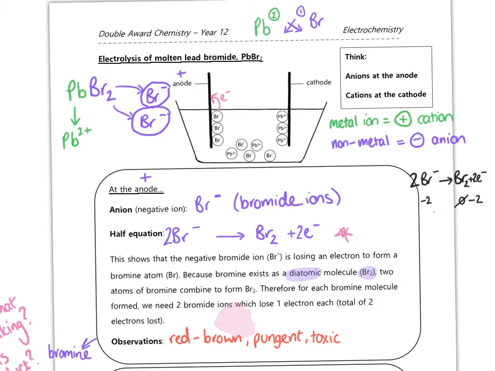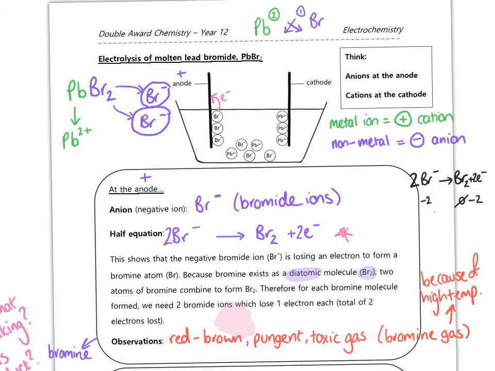And as we've just discussed, at the high temperatures used in electrolysis, bromine is going to be a gas. And again, why is it a gas? Because of the high temperature. So why do we see these observations? It's because we're producing bromine. Bromine is red-brown, it's pungent, it's toxic. And in this case, it's in the gas form because of the high temperatures used. At room temperature, it would be liquid, but here we see that it's a gas.